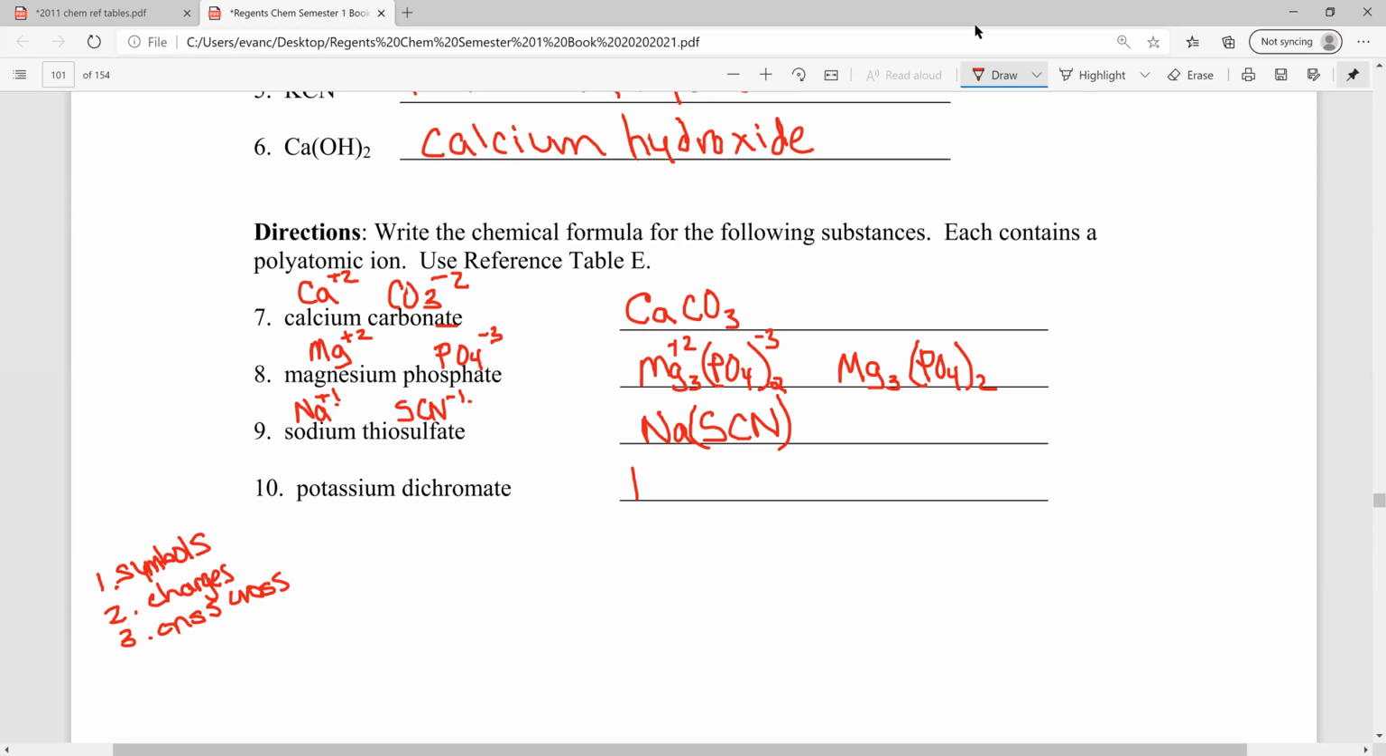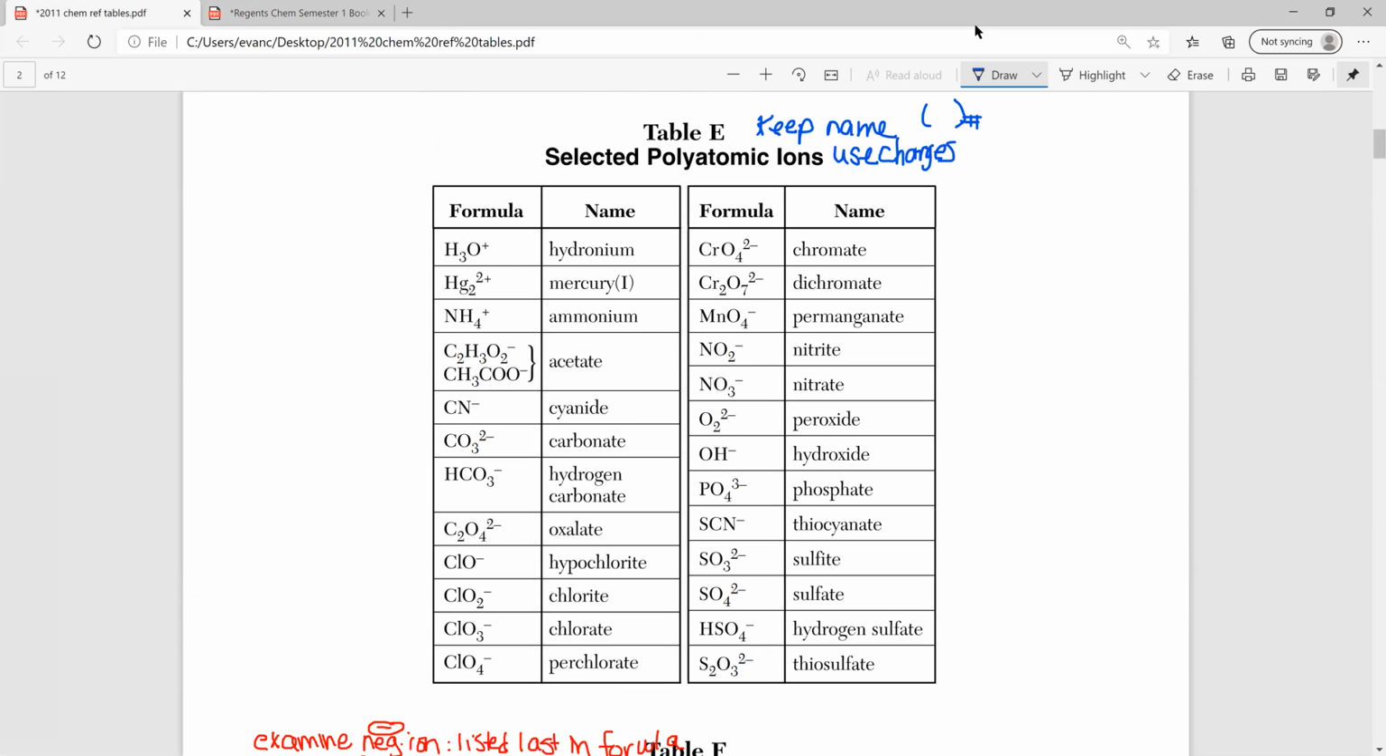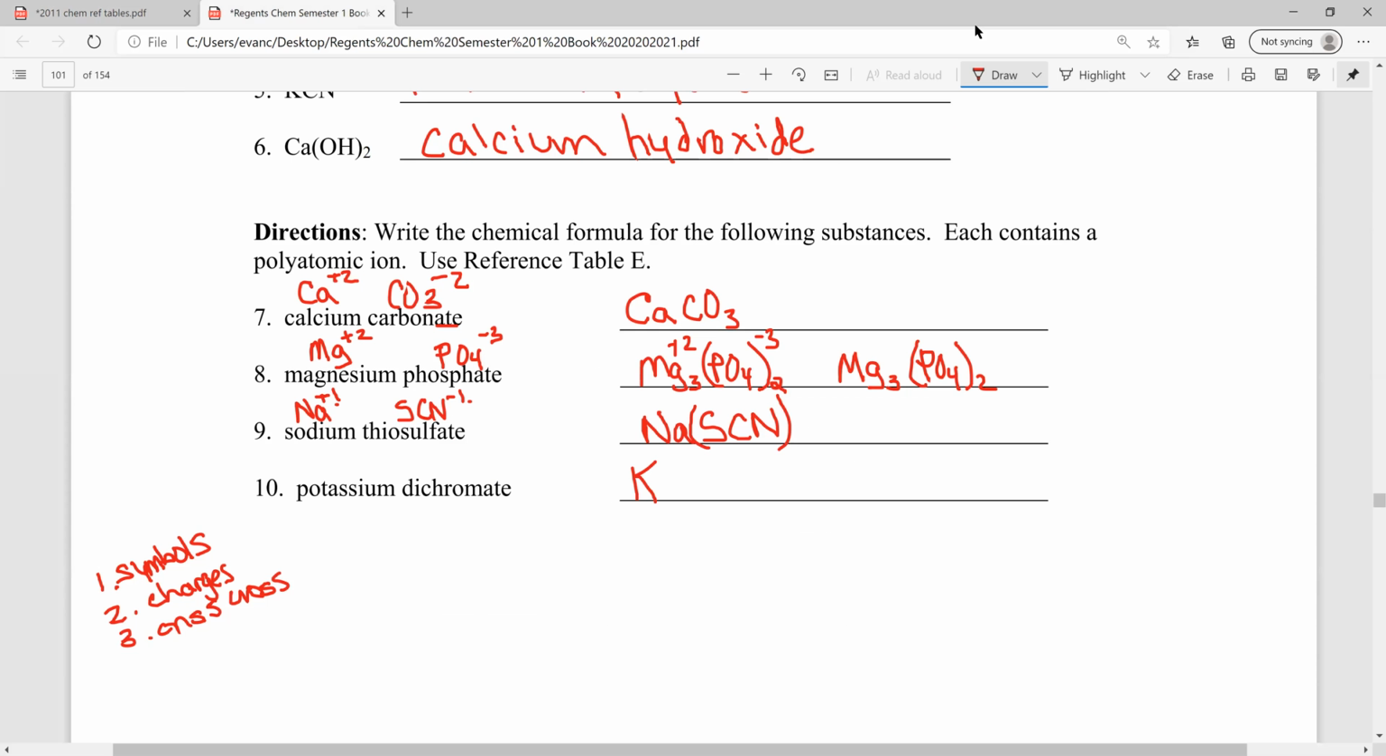Now my symbol for potassium is K, and now dichromate. Going back to my reference tables, dichromate is here. Careful, this is dichromate. I want the dichromate and not the chromate. So I'm going to copy down the symbols and the charges. I have Cr2O7, and the whole thing is a -2 charge. And from the periodic table, potassium is a +1.